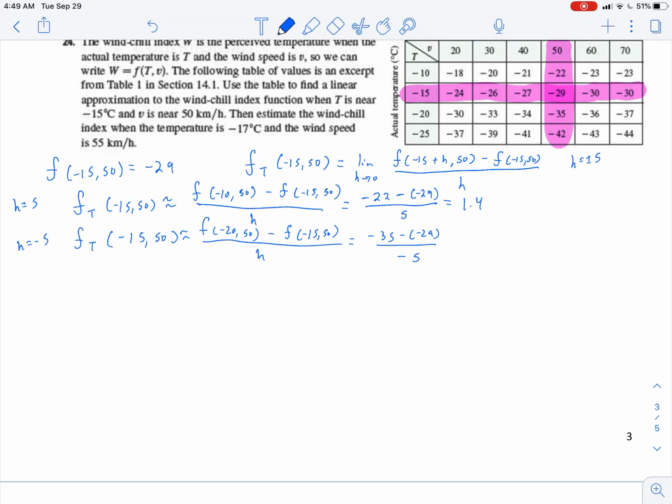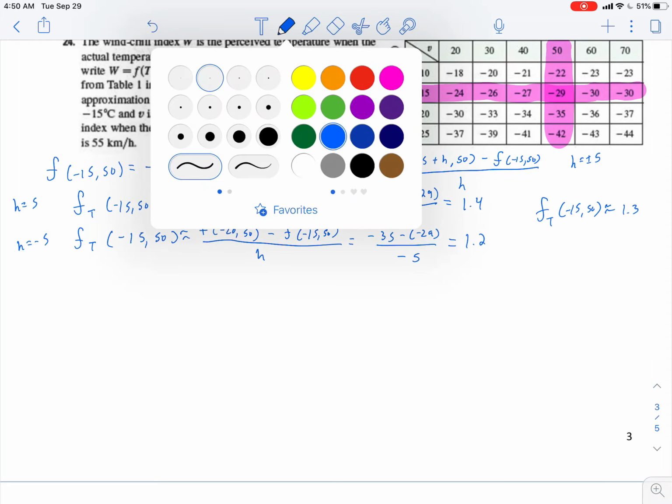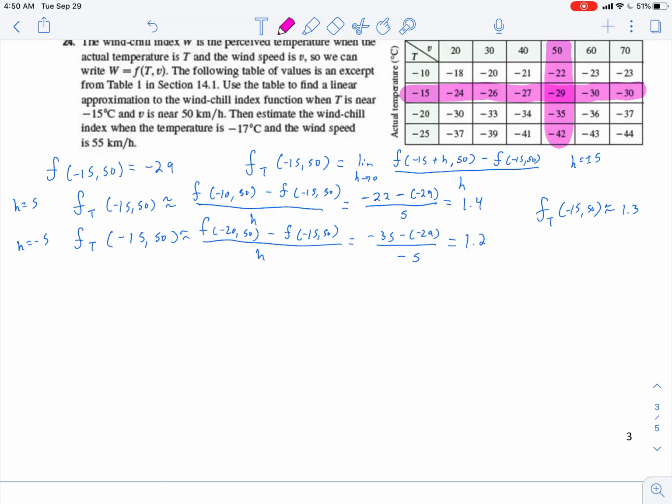Went across my velocity instead of going down on my t. And here we're going to get an approximation of 1.2. Then averaging these two values out, we're going to get the partial of t at (-15, 50) is going to be 1.3. Just adding the 2 and dividing by 2, or you're noticing that 1.3 is between the two.